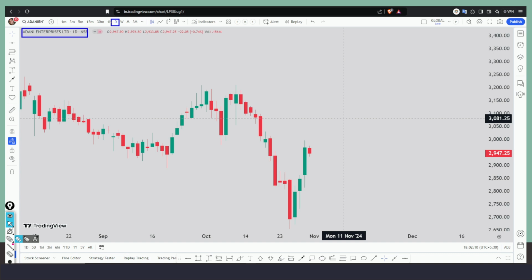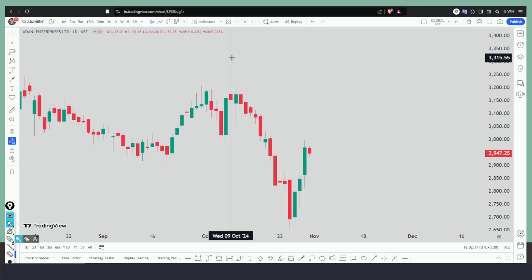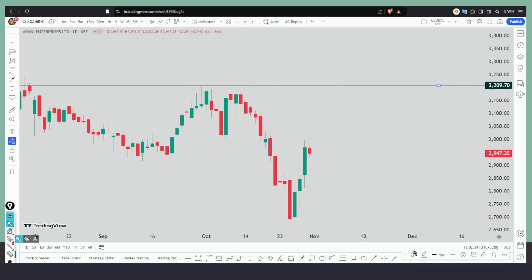Okay, so double top or double bottom, whatever it may be, it could form in any time frame like 15 minutes, 5 minutes, monthly, daily. For the time being I have chosen the daily time frame. I just started from the left side, marking a recent strong resistance level. If we observe, this is the strongest resistance level, right?